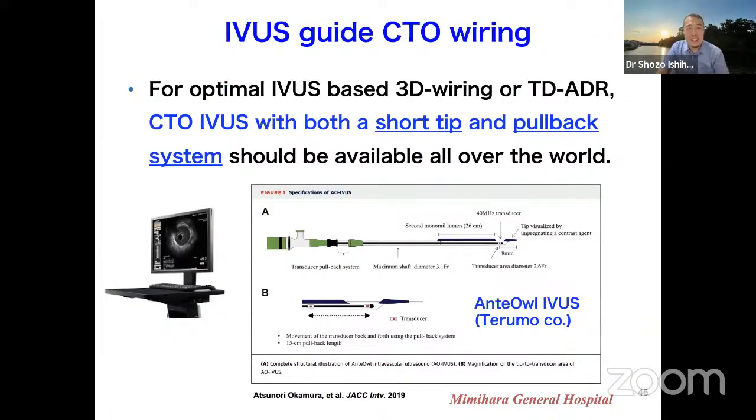For this kind of IVUS-guided CTO wiring, a CTO IVUS with both a short tip and a pullback system should be available all over the world. This one is an Ultra IVUS from Terumo, but I know it's not available in overseas countries. This IVUS is very, very useful and very important.